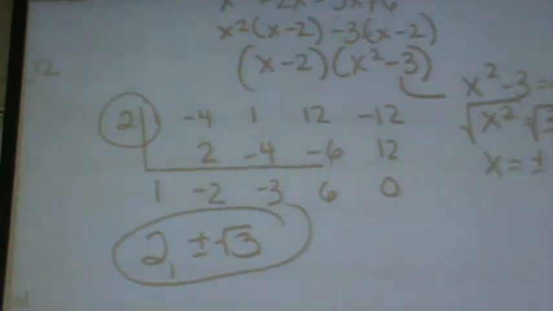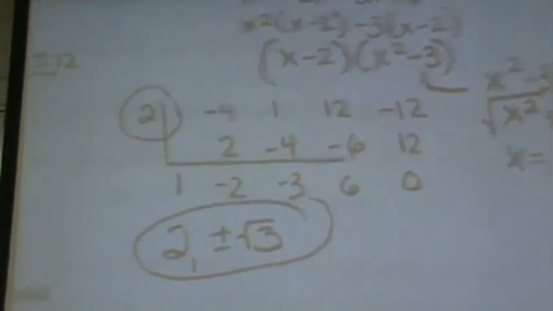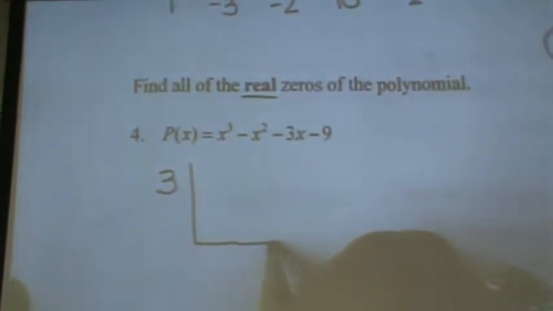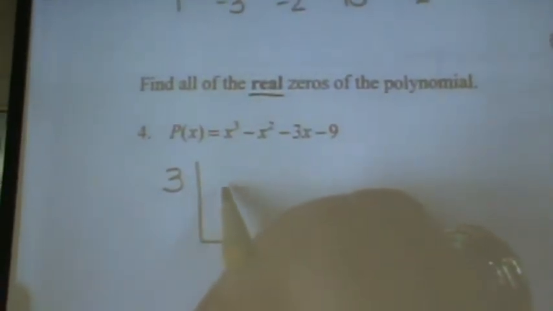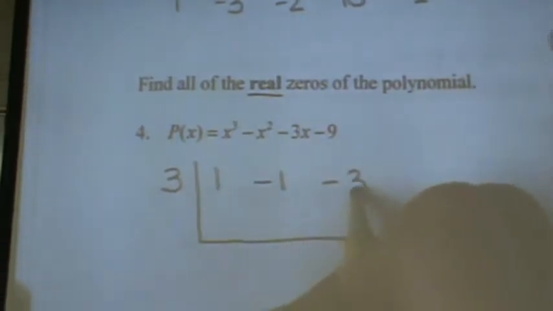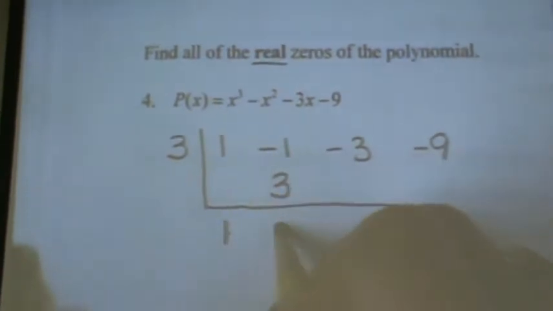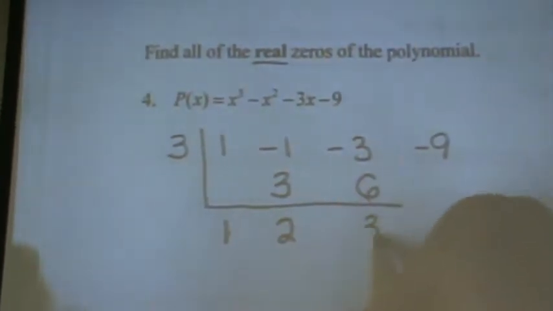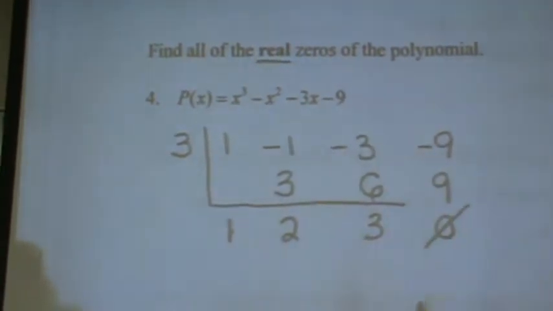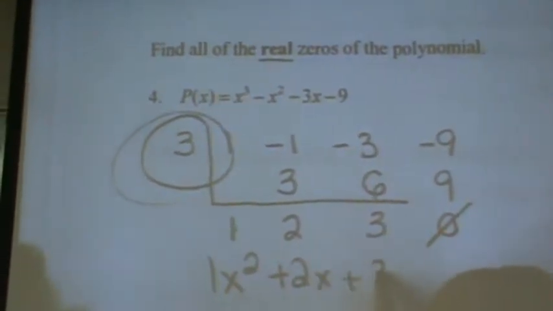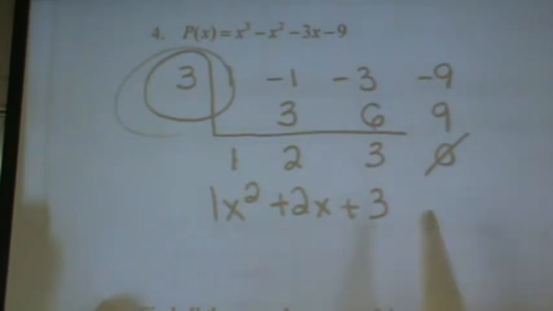For number 4, you do the same process. This one only wants the real ones. They don't want the imaginary ones. When you do synthetic division, 3 works. Put a 1, a -1, a -3, and a -9 out. Bring down the 1. 3 times 1 is 3. You're going to add, multiply, and you get your first 0. So 3 is a real 0, but what you get here, 1x squared plus 2x plus 3, if you try to factor this, you're going to say it's not factorable.